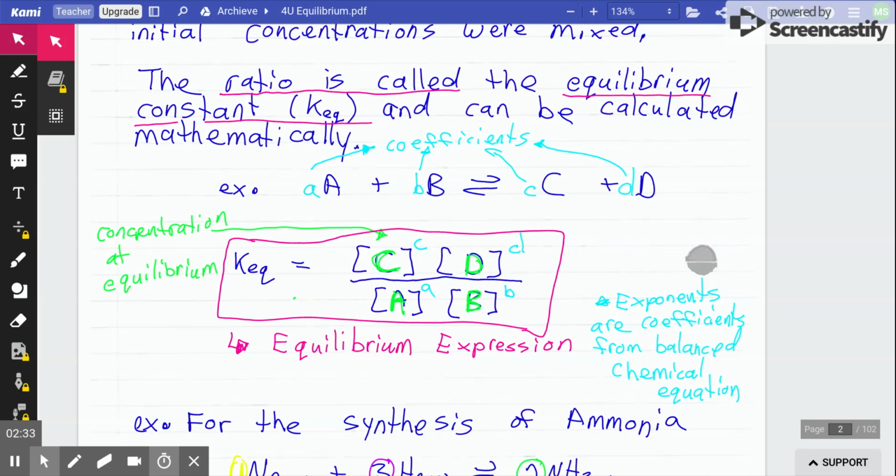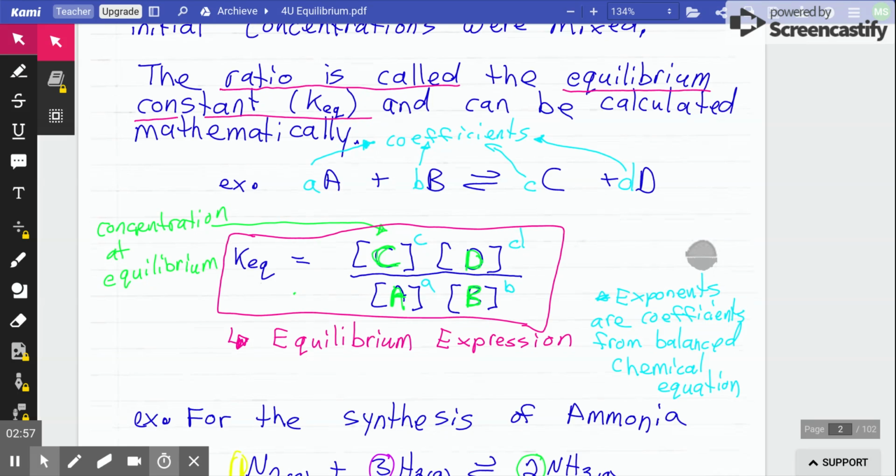When you write it out like this, K equilibrium equals concentration of C to the exponent c times concentration of D to exponent d, divided by concentration of A to exponent a times concentration of B to exponent b. That whole thing in the pink box, that's called an equilibrium expression. So determining an equilibrium expression is very straightforward.